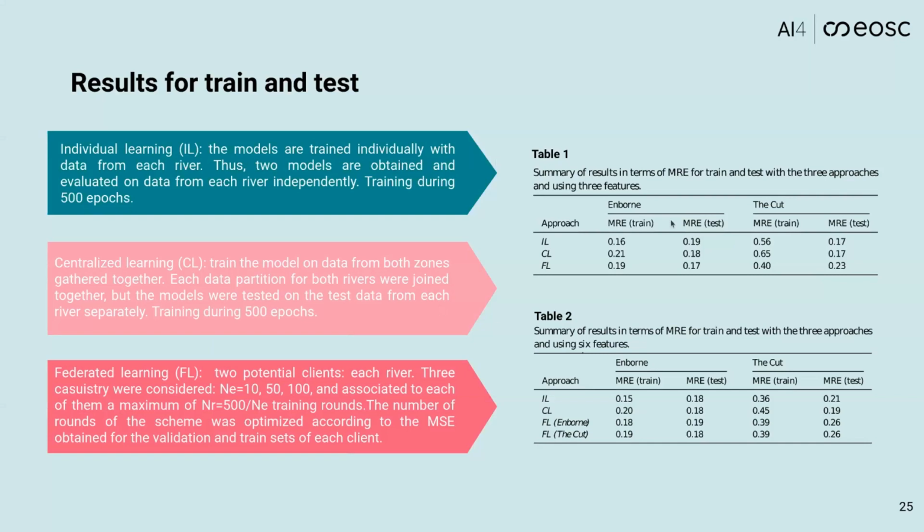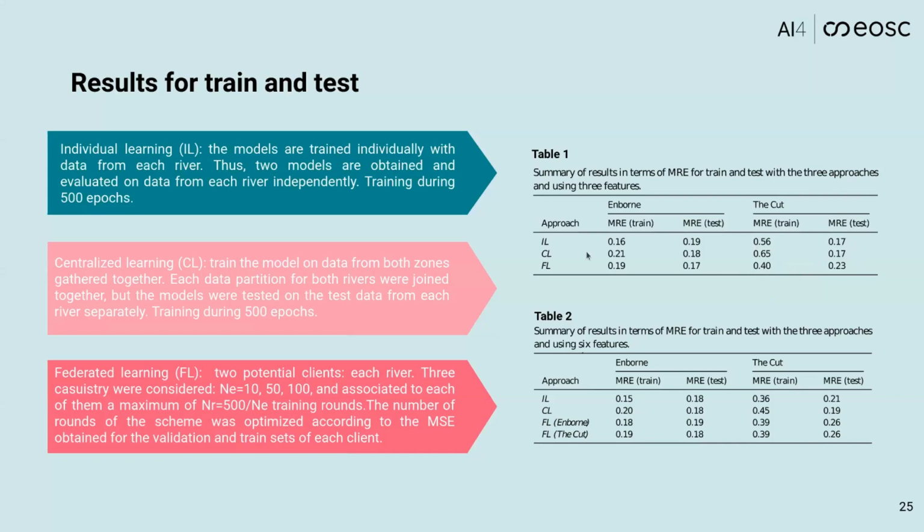And we can see here in these two tables the results that we get. We could expect that the best results will be obtained for the individual approach because the two rivers were quite different. But here we can see that in the case of the Cat, the best results for train were obtained with the federated learning approach, not for test, but are more balanced, let's say, because here the error for train with the individual approach is bigger than the one obtained with the federated learning, and we are reducing a little bit the error for test.